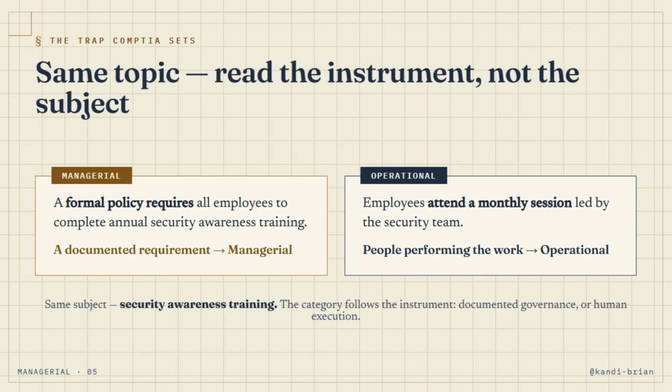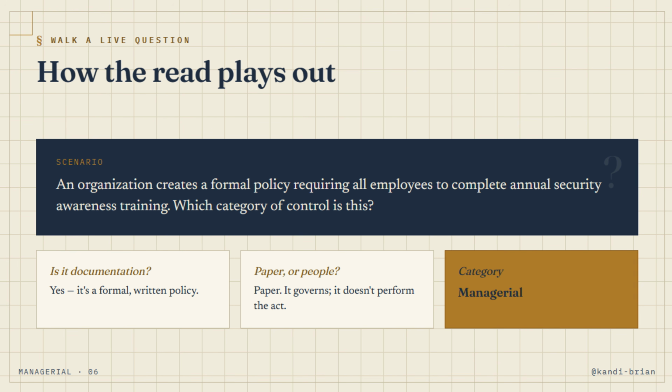Now let me flip it on you to prove the point. The scenario says, employees attend a monthly security awareness session led by the security team. Same topic, security awareness, but now the question is describing the act, the people in the room, the session being delivered. That is operational. CompTIA can build two different correct answers out of the exact same subject just by shifting whether they describe the written policy or the human activity.